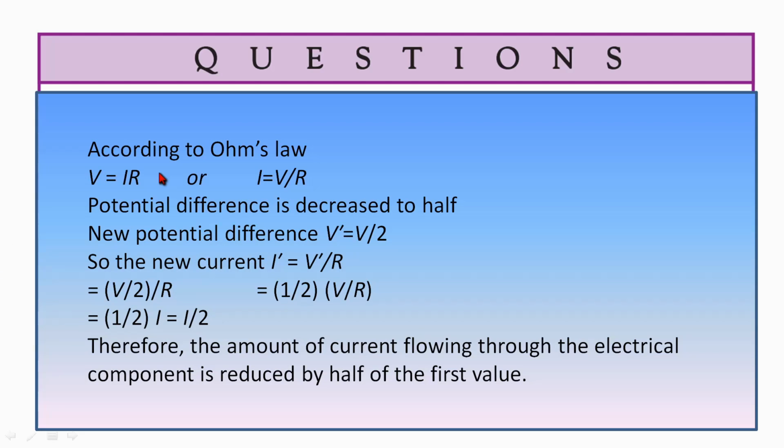According to Ohm's law, voltage V is equal to I times R, or current I is equal to V by R. The new potential difference V dot is half of the initial potential difference, that is V dot is equal to V by 2. The new current I dot is equal to V dot over R. As we know, V dot is V by 2, so it becomes I by 2. Therefore, if we decrease the potential difference to half, the current will also decrease to half of the first value.